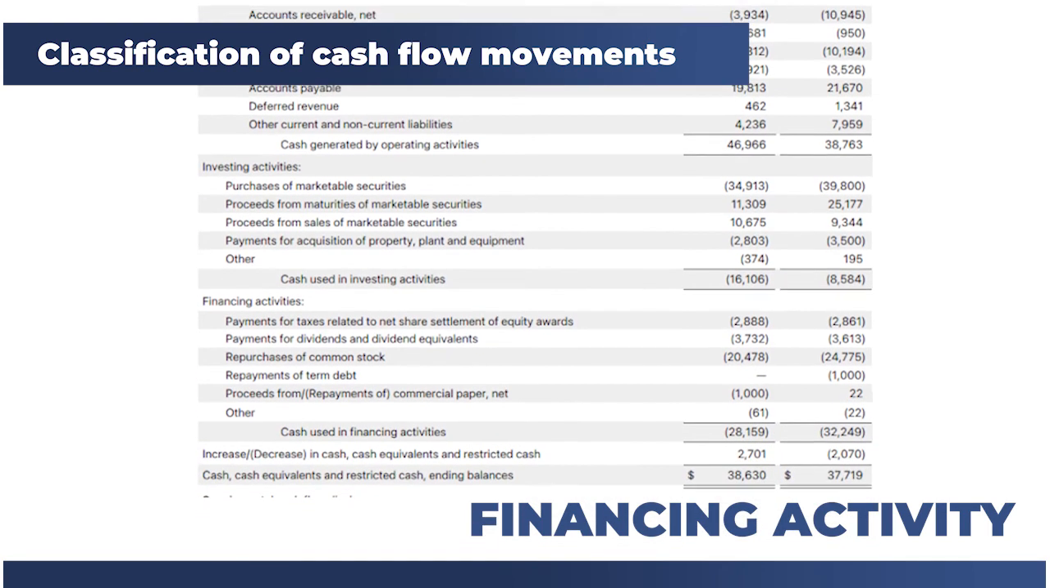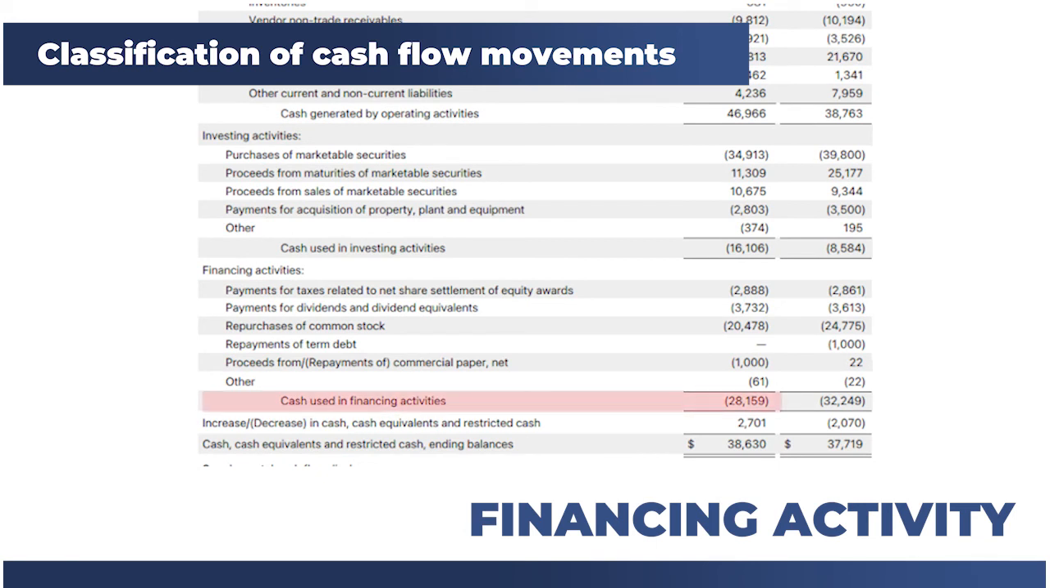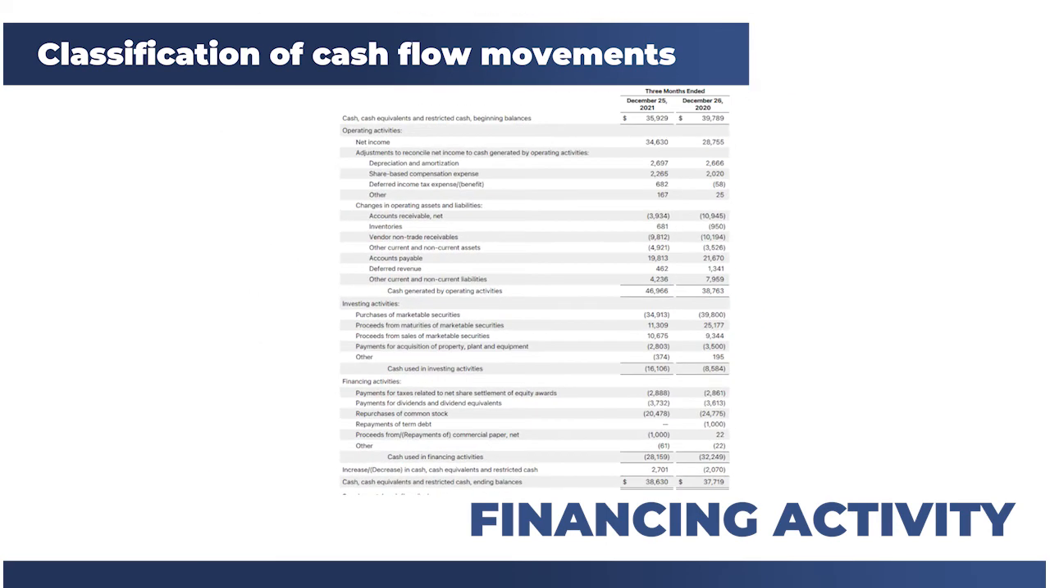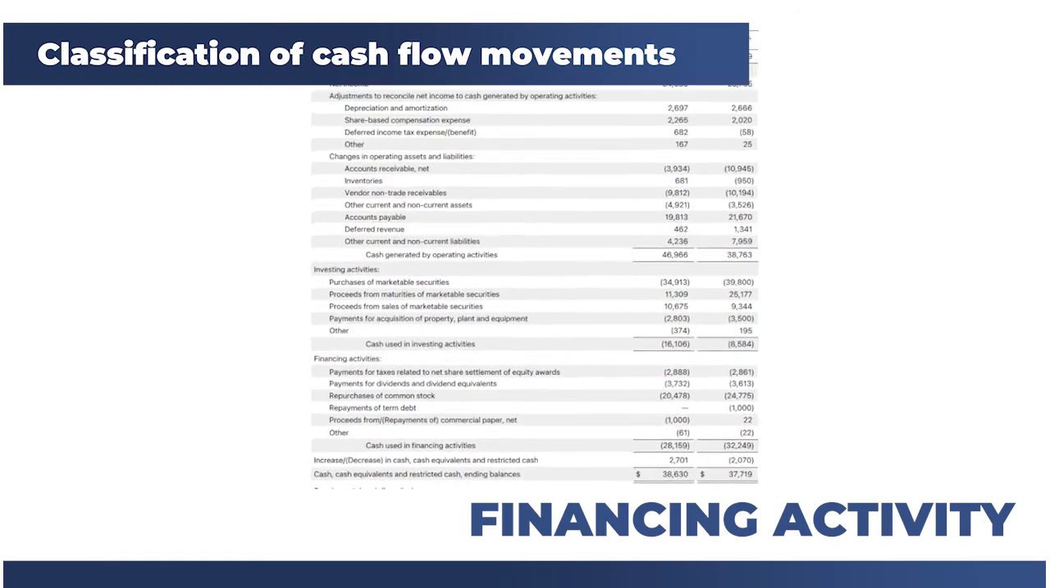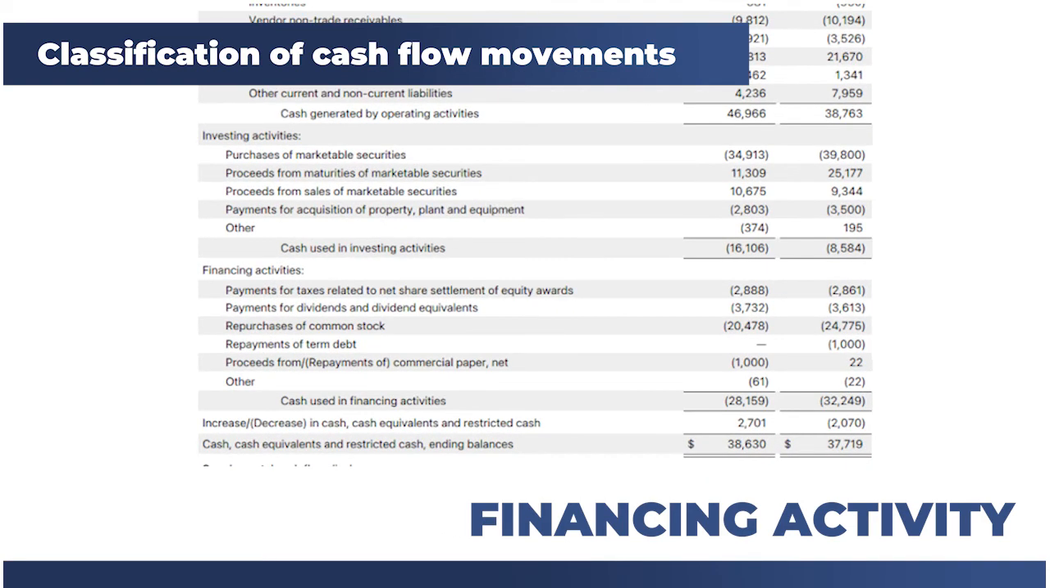And lastly, they also paid $28.1 billion related to the financing activities for the repayment of long-term debt, for the proceeds from commercial papers, and for dividends, etc. If you get the total of this $46.9, negative $16.1, and negative $28.1 billion, you will see that for the 3-month period, they have increased their cash and cash equivalents and restricted cash by $2.7 billion. So that is the summary of the statement of cash flows, or at least how to interpret the different lines that you will see here.